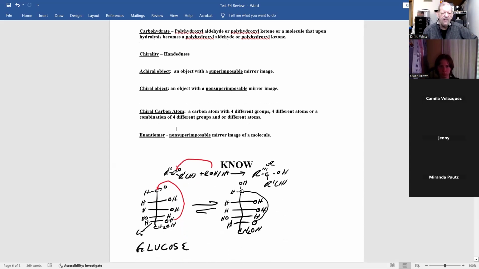All right, next we talk about chiral carbons. And chiral carbons are a carbon with four different groups or four different atoms or a combination of four groups or atoms.